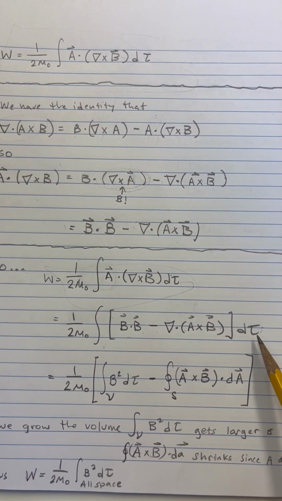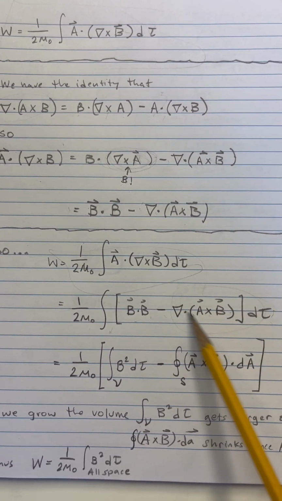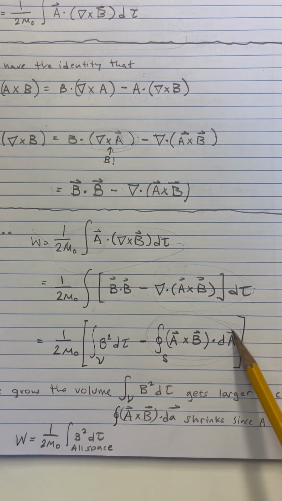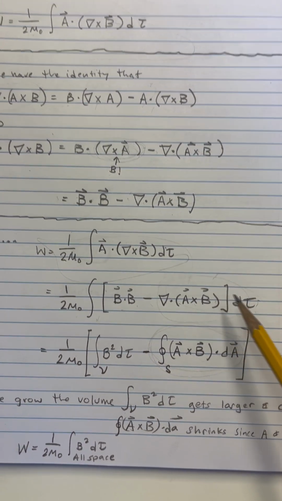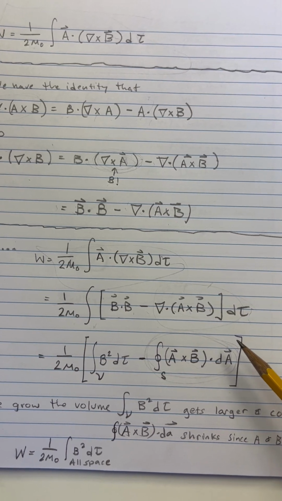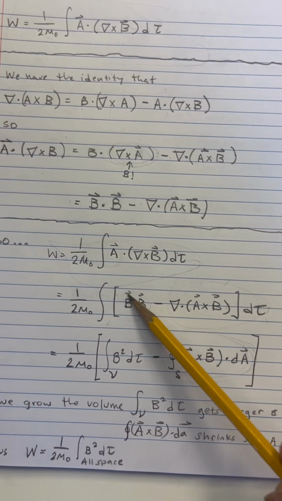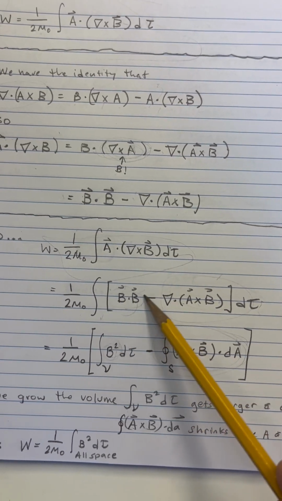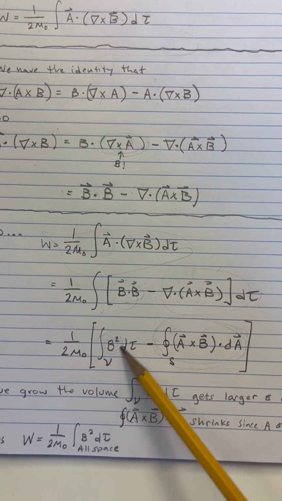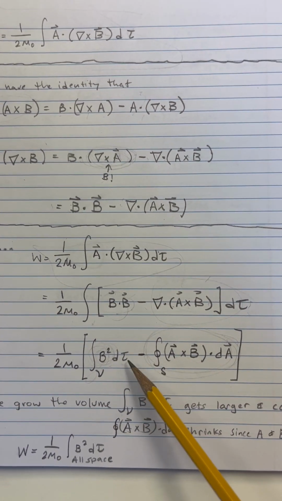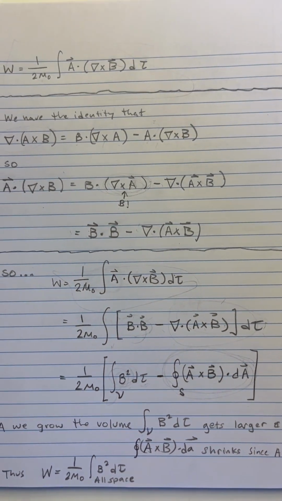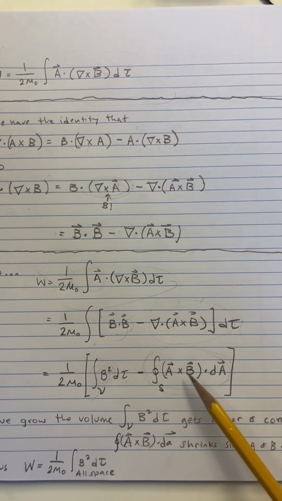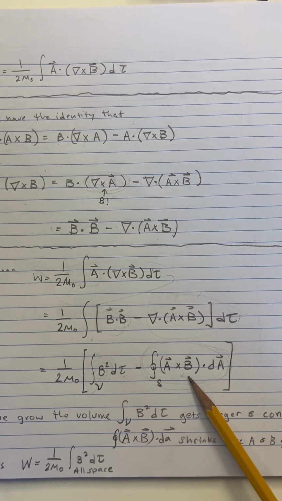And we can then use Stokes' theorem to rewrite this part of the integral as being a surface integral of A cross B dotted with dA. That's just Stokes' theorem. And this is just a scalar product of a vector with itself. So we get ultimately the integral of B squared d tau. And this really takes us to the last step of the derivation, because we have a volume integral and a surface integral. And here's the key part.